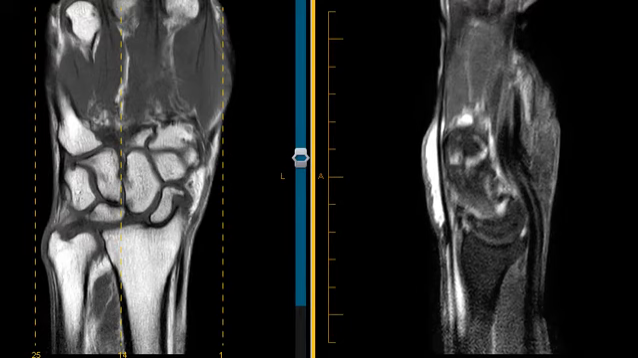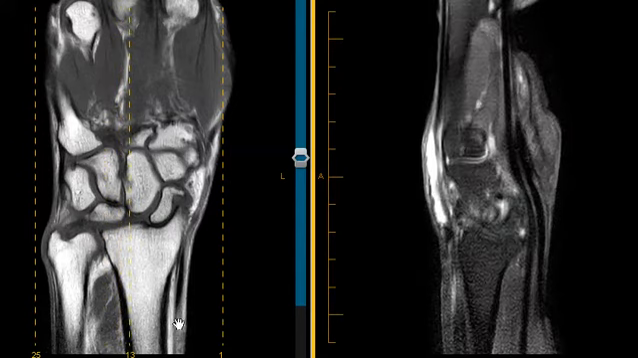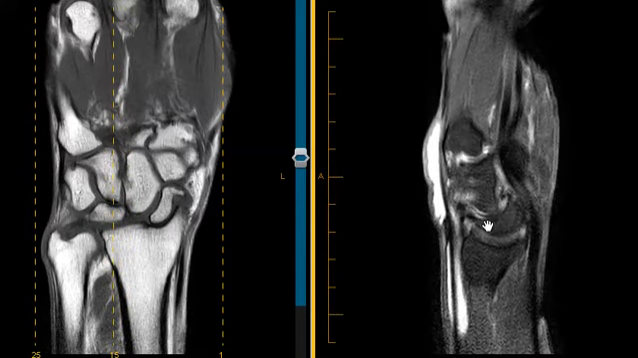Another finding on this side view, or sagittal view: we see that the carpal bones are here. These are the carpal bones here. We see the distal radius right here. We see the radius here. And we see the lunate bone right here. We see the lunate bone here.